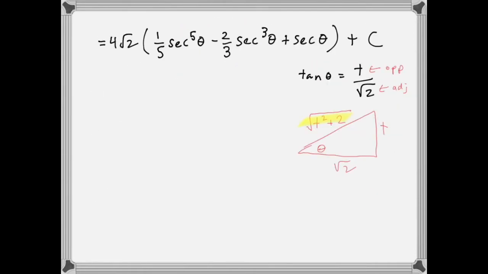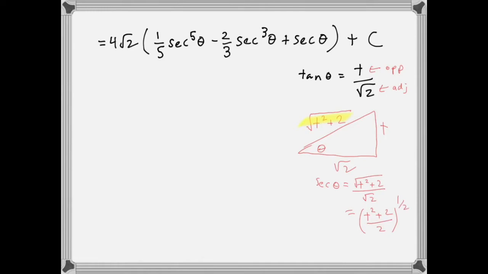Okay, so notice that we have a bunch of secant theta here. So what would secant theta be according to this triangle? Remember, secant is hypotenuse over adjacent. So it's going to be square root of t squared plus 2 over the square root of 2, or another way to write that is just t squared plus 2 over 2 to the 1/2.